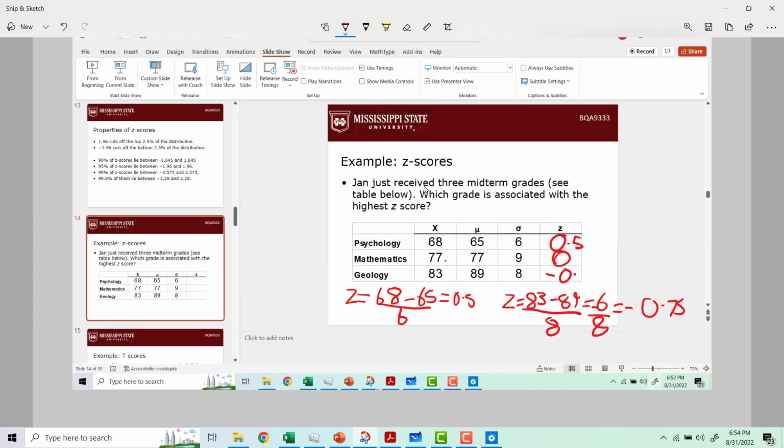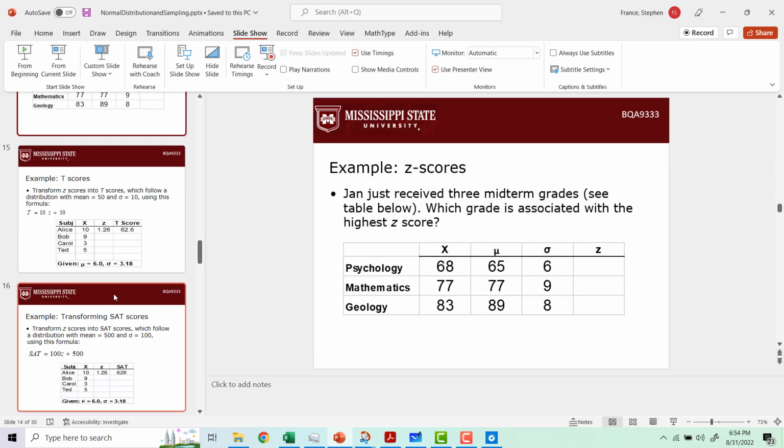So this now tells me, and I've never reported z-scores to students, except when I teach a statistics class, that I thought I was doing well in geology, but in fact I'm below average. I'm 0.75 standard deviations below the average. And I was a bit depressed about my psychology result, but in fact I'm 0.5 standard deviations above the average. Okay, so back to the slides.